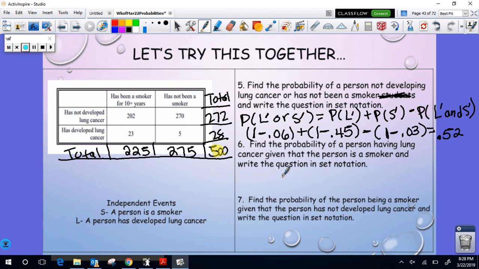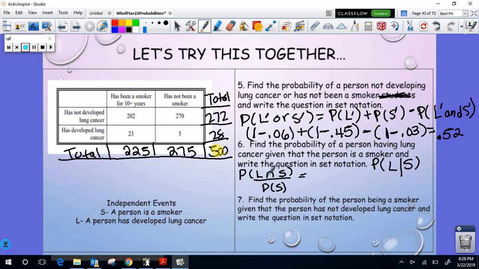So the next one says find the probability of a person having lung cancer given that the person is a smoker, and write the question in set notation. So this question is asking the probability of getting lung cancer given that the person is a smoker. This is called conditional probability, and you have a formula on your formula sheet. It is the probability of the first event and the second event over the probability of the second event.